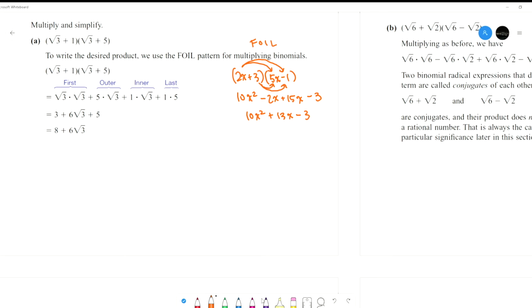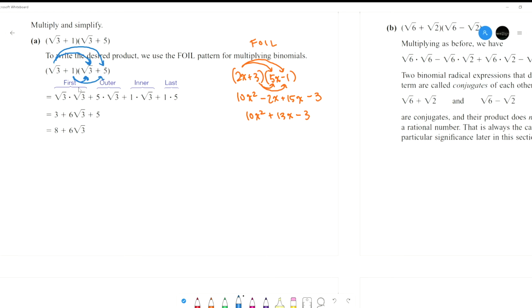So we'll do the same this time with these radical expressions. So first is radical 3 times radical 3. All right, radical 3 times radical 3. So that gives me my first, which is right here. And then my outer is radical 3 times 5, so that's just 5 radical 3. The inner is the next term here, 1 times radical 3, and then the last is 1 times 5.